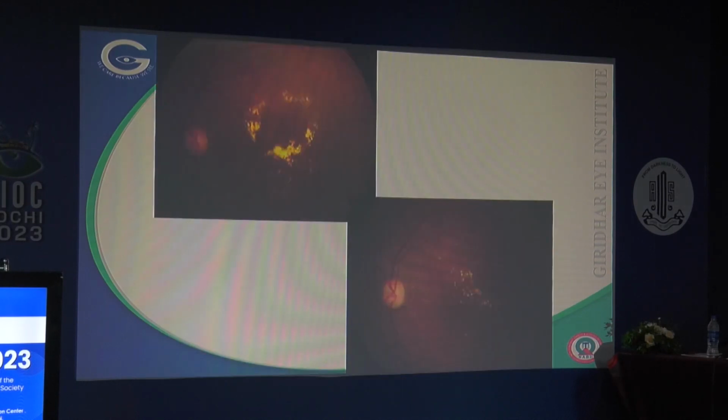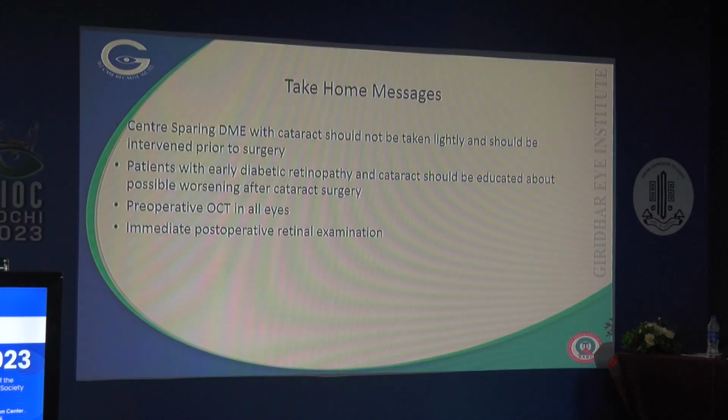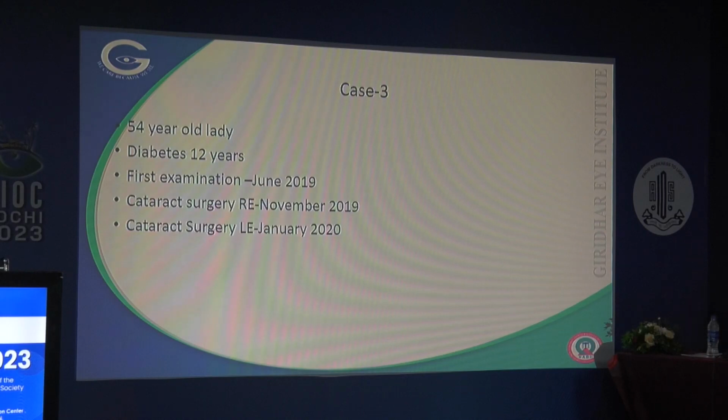You can see the left eye, how it was immediately after the cataract on the top side, and on the bottom side you can see the hard exudates have significantly decreased. Therefore, I would like to say that center-sparing DME, also in patients with underlying cataract, should not be taken lightly and should be intervened prior to surgery. Probably a focal laser photocoagulation can be given to the microaneurysms prior to surgery if it's possible, and preoperative OCT, of course, is important, and immediate postoperative retinal examination is important.